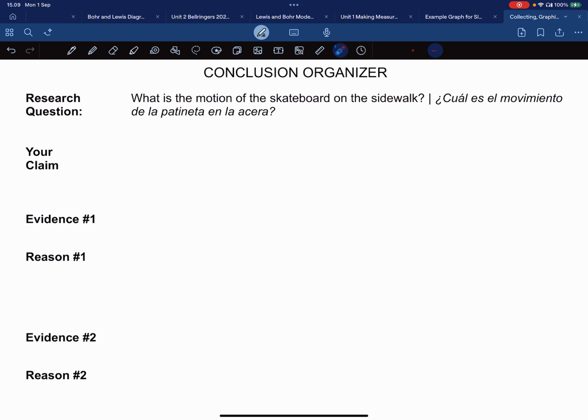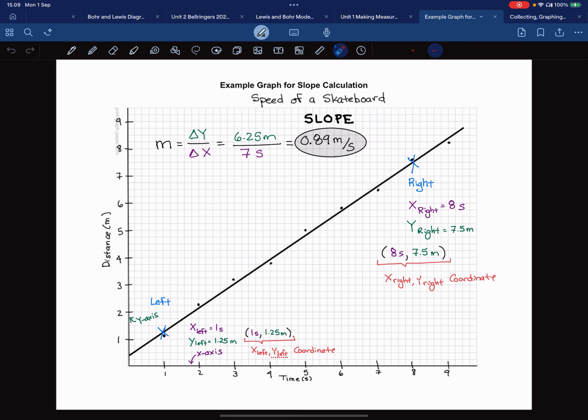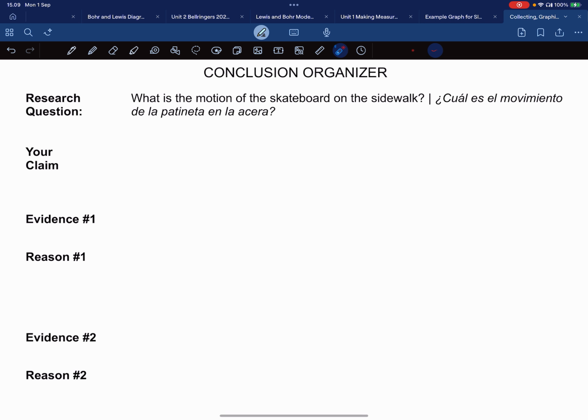Okay, so every investigation starts with a question. What is the motion of the skateboard on the sidewalk? So you are looking at your graph of the motion of the skateboard on the sidewalk, and you see that your skateboard is moving away from where it started at a constant speed over time. So it starts down here at around 0, it ends up 9 meters away. It does that at a constant speed.